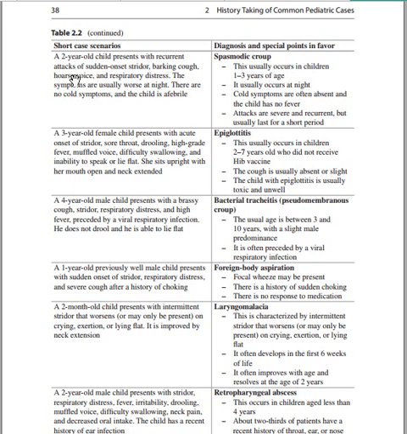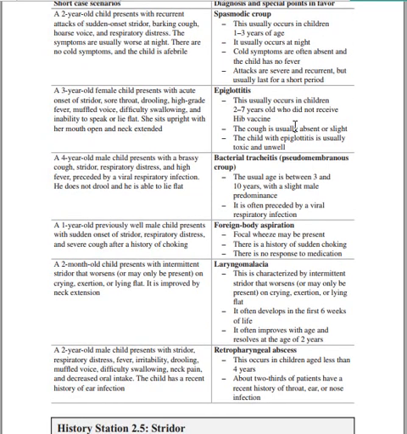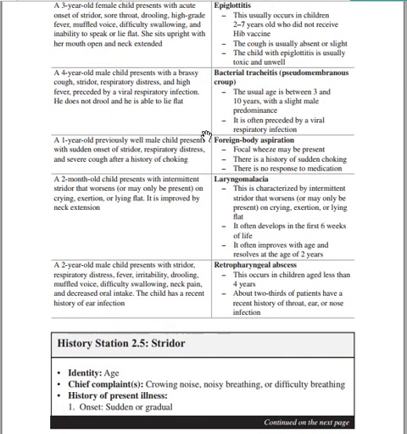The next thing is a 2-year-old child presenting with recurrent attacks of sudden onset stridor. You have a barking cough, you have a hoarse voice, you have respiratory distress. The symptoms usually occur at night, and there are no cold symptoms before that. So it's still croup, but this one is spasmodic croup. It usually occurs between 1 to 3 years, and mostly at night. Cold symptoms are often absent. You don't have rhinorrhea, you don't have cough, you don't have fever. Attacks are severe and recurrent, but usually last for a short period. It's due to spasms of the larynx, not due to an infection.